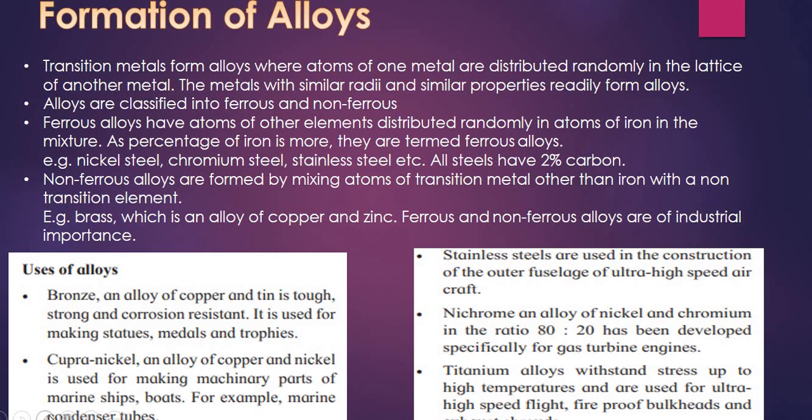Stainless steel, you all know, is used for various purposes, used in the construction of the outer fuselage of ultra high speed aircraft. Nichrome alloy is made up of nickel and chromium in the ratio 80:20. And the last one is titanium alloy. Titanium alloy withstands stress up to high temperature and is used for ultra high speed flight.